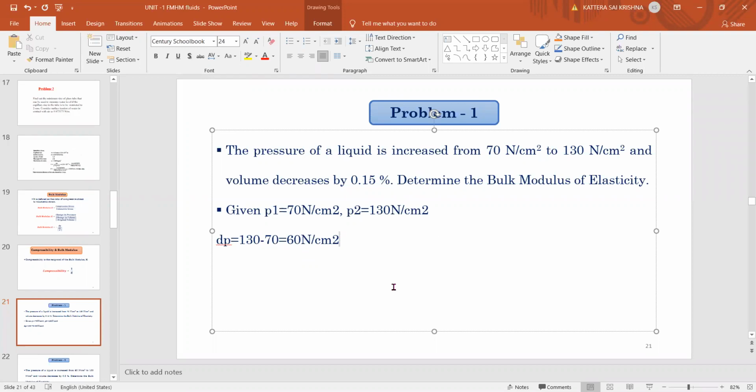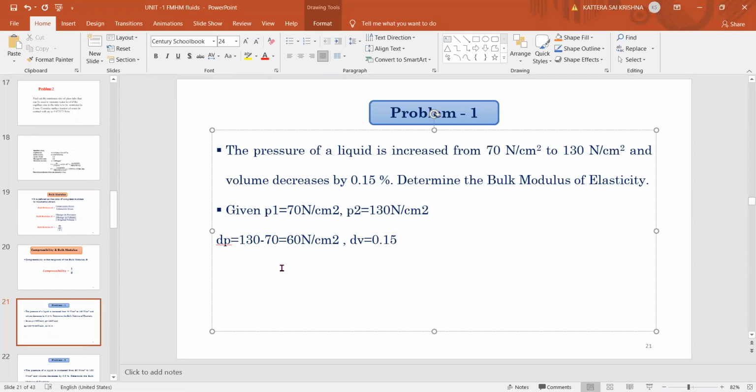After that, what is given to us? Directly the dV value is given. So dV is equal to the change in volume. How much is that? The volume is decreased by 0.15. So this is nothing but the change in volume. Directly he said that it is a decreased value. So 0.15 is your dV value. dV equal to 0.15.